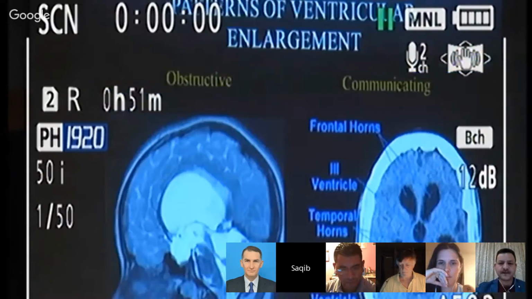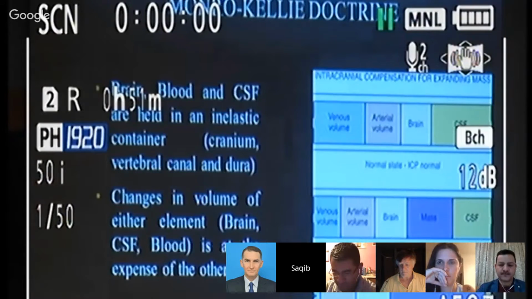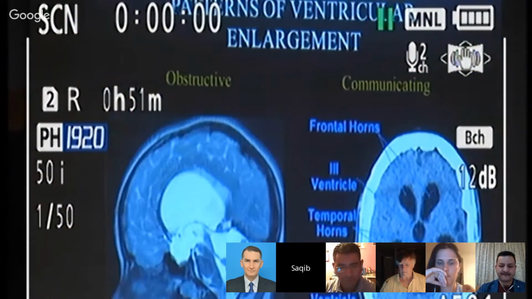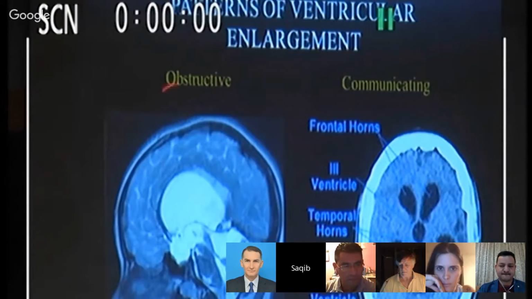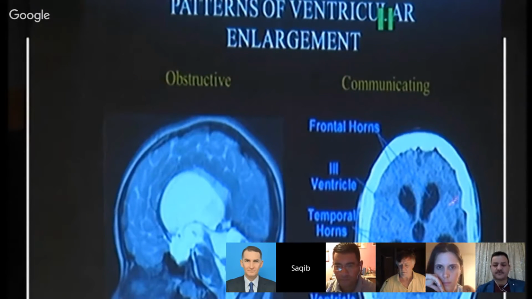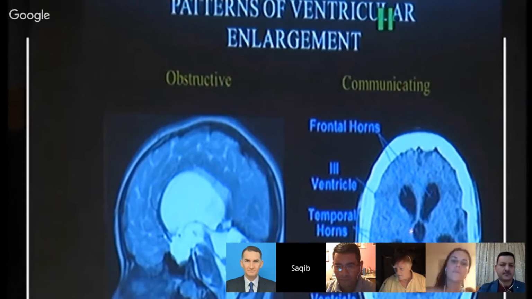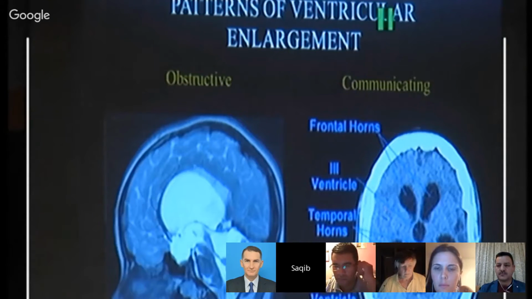So when I talk about hydrocephalus, there are two types. One is obstructive, the other one is communicating. Communicating means that all the ventricles, the lateral ventricle, the third ventricle, and the fourth ventricle, are all communicating with the subarachnoid space. They're all dilated, they're all enlarged.